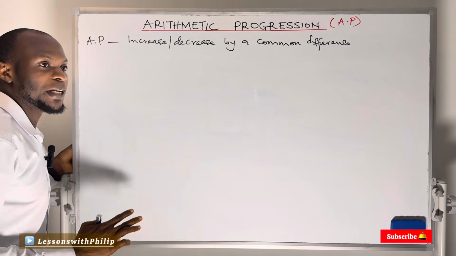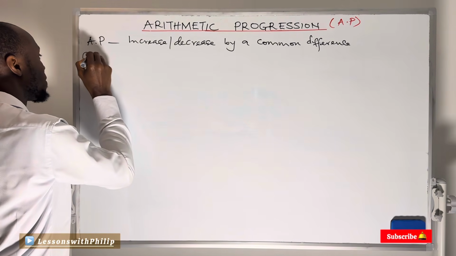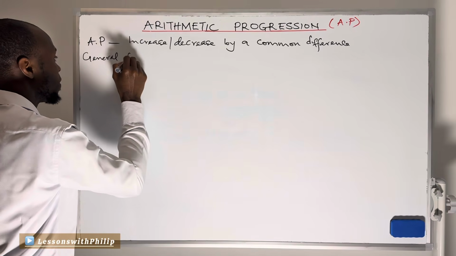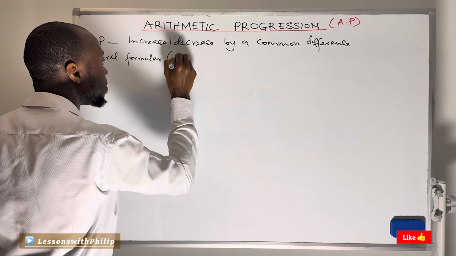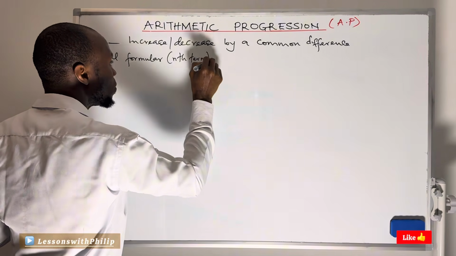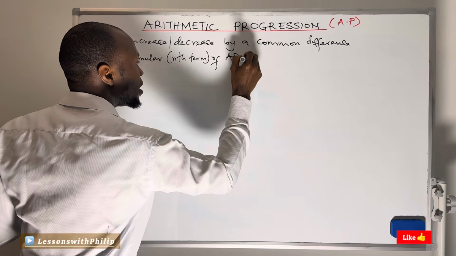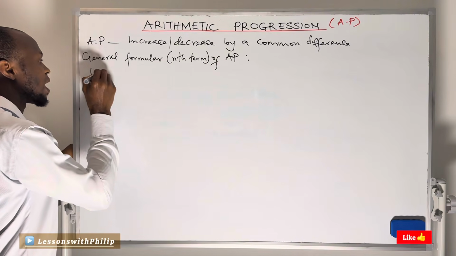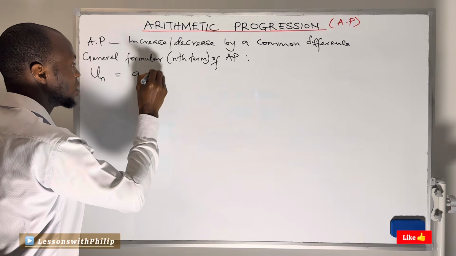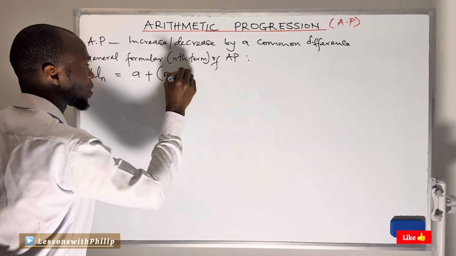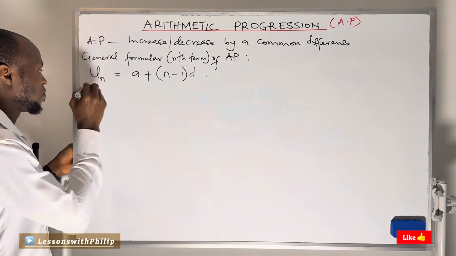Now, there is a general formula, the general nth term of an AP. It is given as the nth term of an AP equals A plus (n minus 1) multiplied by the common difference, d.